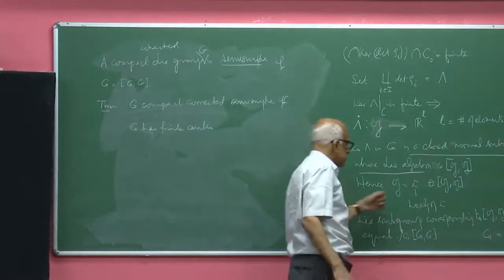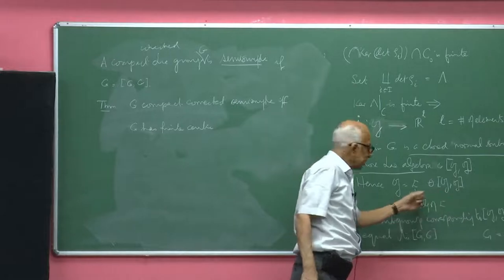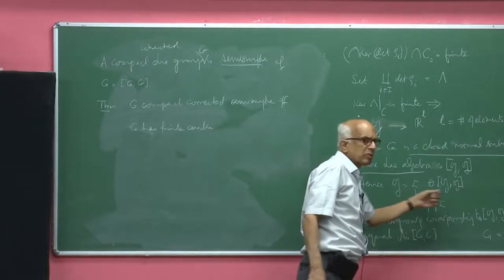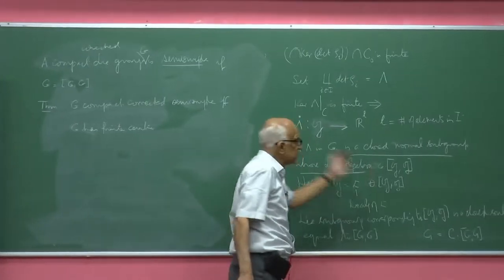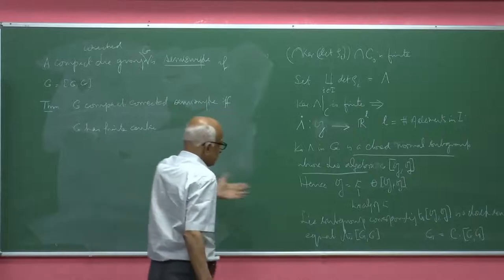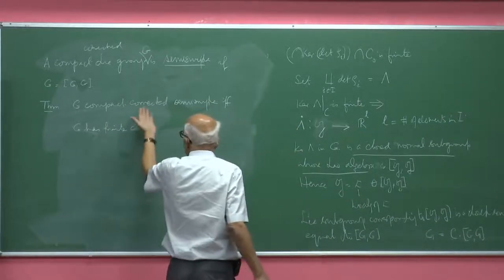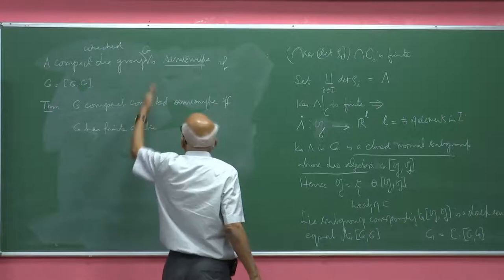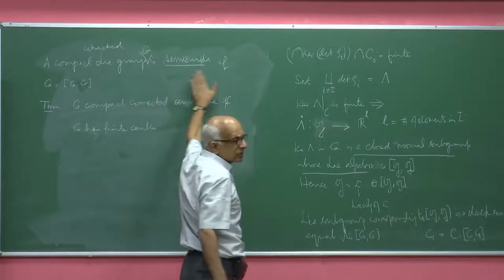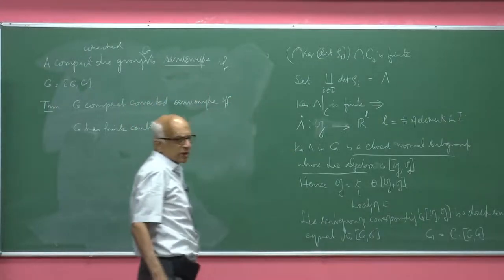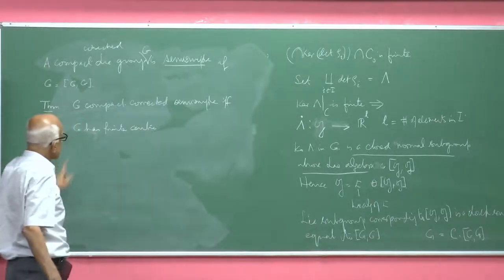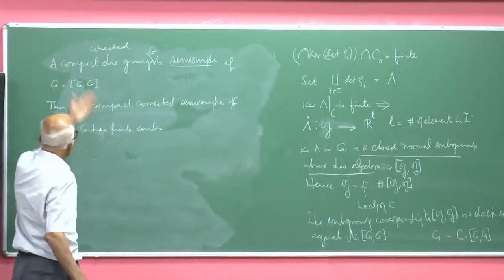If G is compact, then it breaks up into this. The center is finite, the Lie algebra of the center is 0, so G becomes equal to [G,G]. And the converse: if G has finite center, that means c is 0. The converse is the statement of the definition of semi-simplicity, G equals [G,G]. If G has finite center, G equal to [G,G] is what we've said.